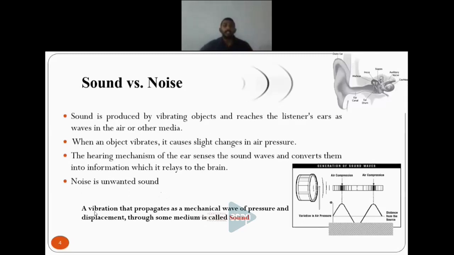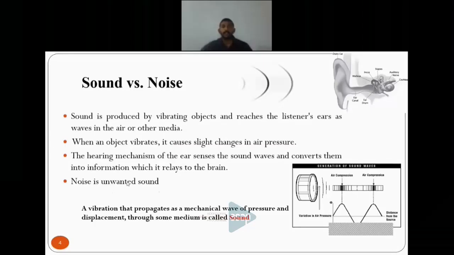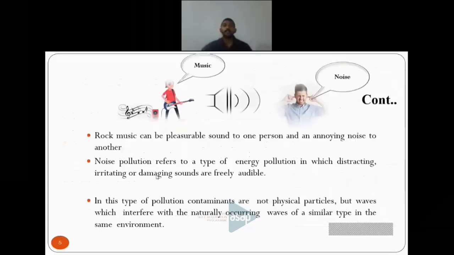And this is the definition of vibration, or sound. It is a vibration that propagates as a mechanical wave of pressure and displacement through some medium. The medium may be water or air. These are the mediums through which sound is produced. And moving to noise, noise is unwanted sound.